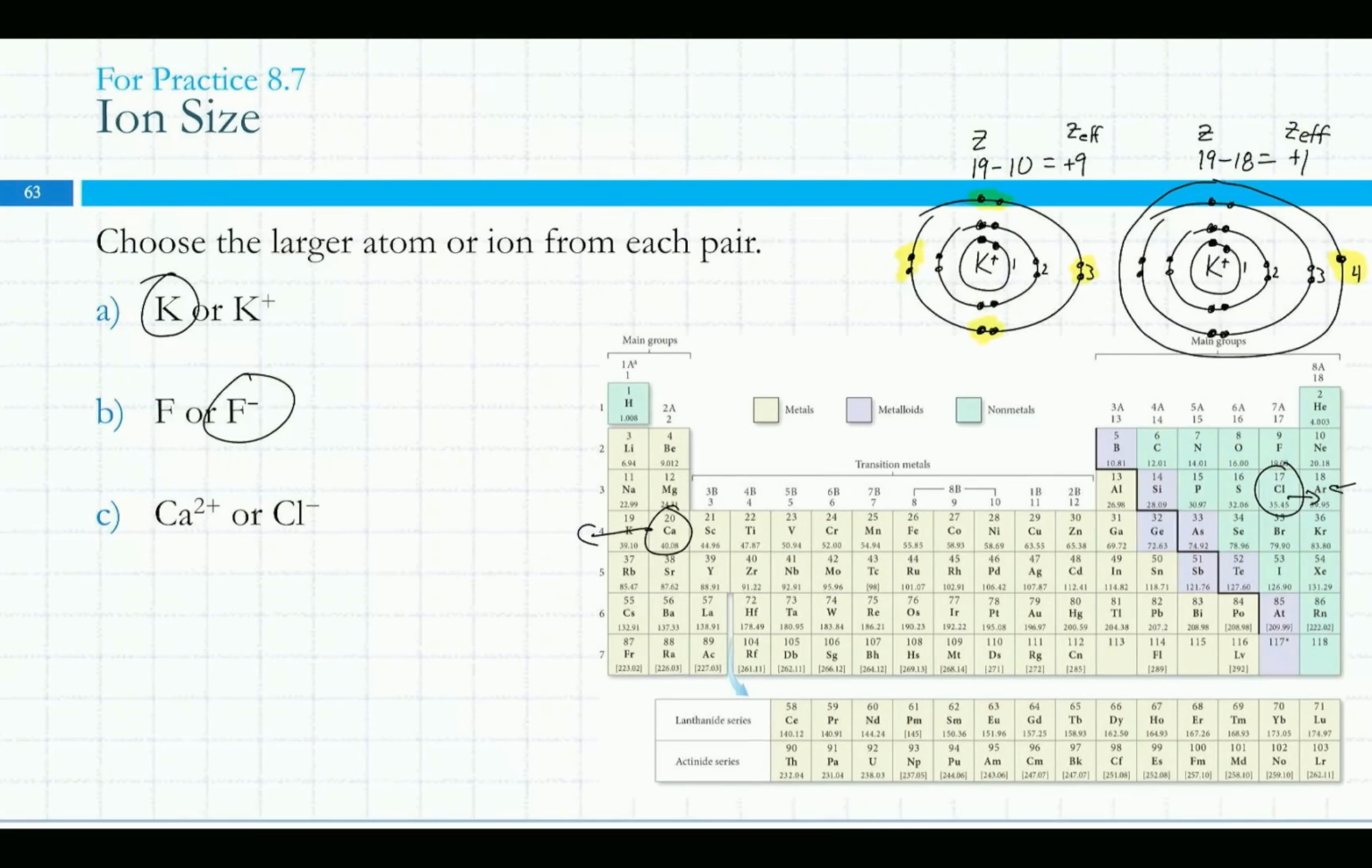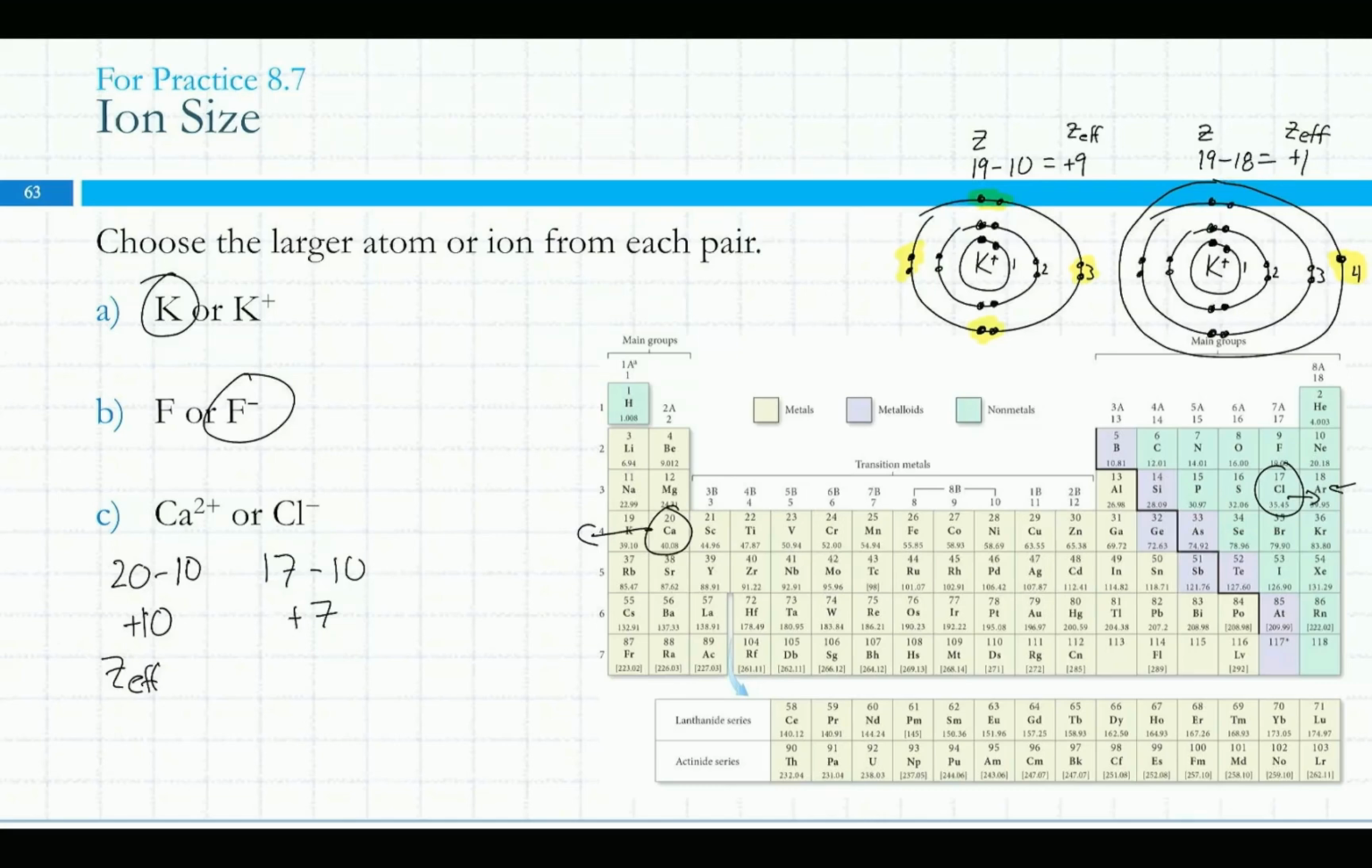But calcium has a nuclear charge of 20 minus 10. So that's a plus 10 Z effective. Whereas chloride is 17, it gains 1 more electron, so it has 18 electrons, but the 17 is the number of protons, minus 10 is only plus 7. So the calcium 2 plus has a much larger effective nuclear charge, which makes it larger or smaller.